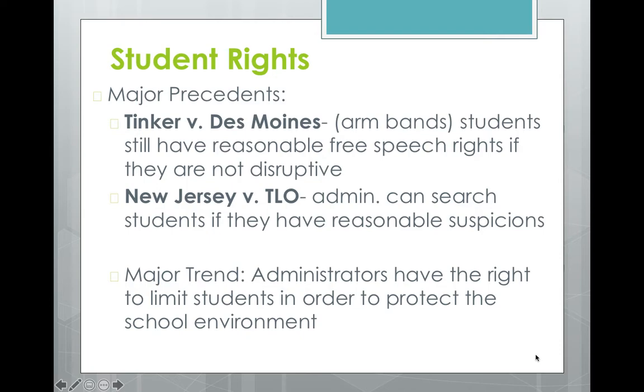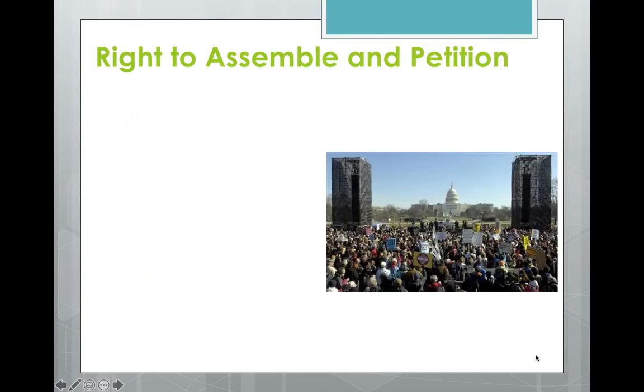Major trend, administrators have the right to limit students in order to protect the school environment. And that's really become the precedent. That if they're trying to protect this school environment, trying to keep from issues arising, then they can take away those students' rights. And so, for example, wearing a Black Lives Matter shirt at school, the administration does have that right at any school, public or private, to infringe on that student's right because of the school environment. Whether you like it or not is not the key. Whether it's constitutional is.